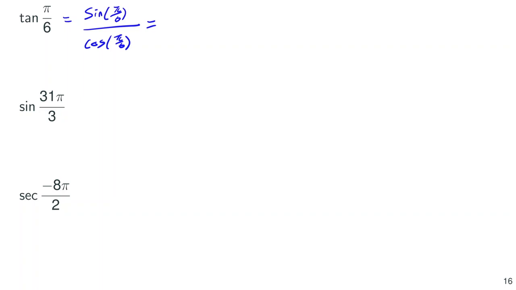And from the unit circle, sine of pi over 6 is 1 over 2, and cosine of pi over 6 is square root of 3 over 2. Dividing by a fraction is the same thing as multiplying by the reciprocal. So I'm going to multiply by 2 over square root of 3, which is 1 over square root of 3. We can rationalize this by multiplying by square root of 3 over square root of 3, which gives square root of 3 over 3.